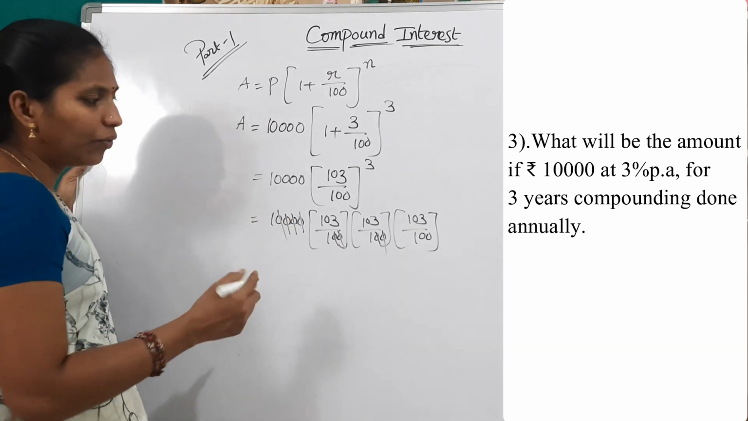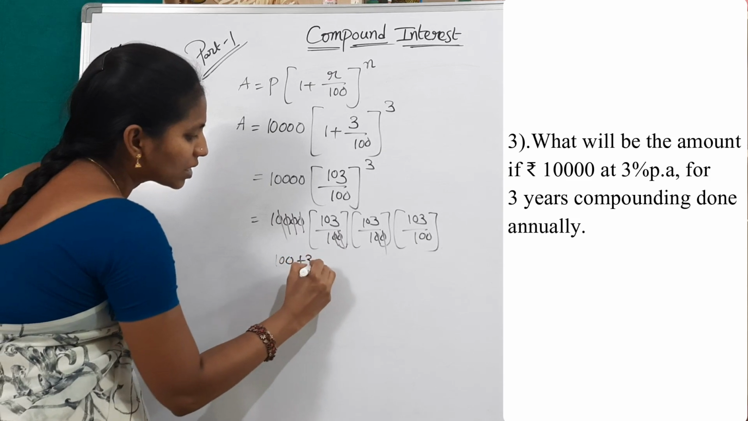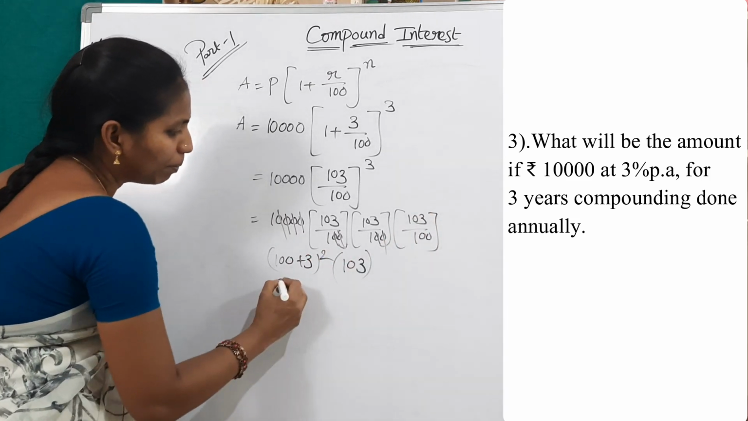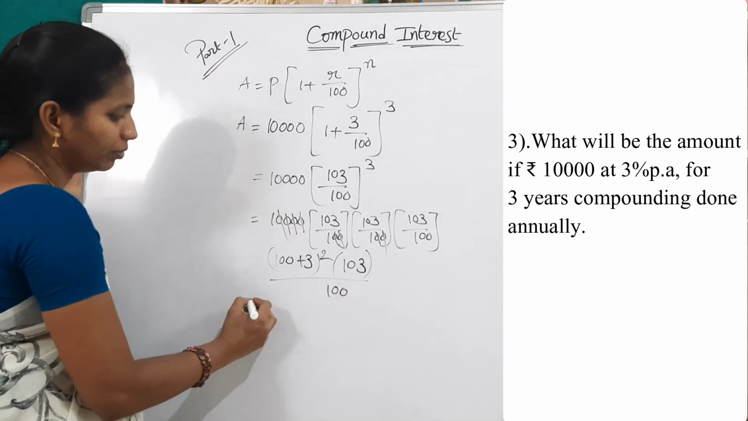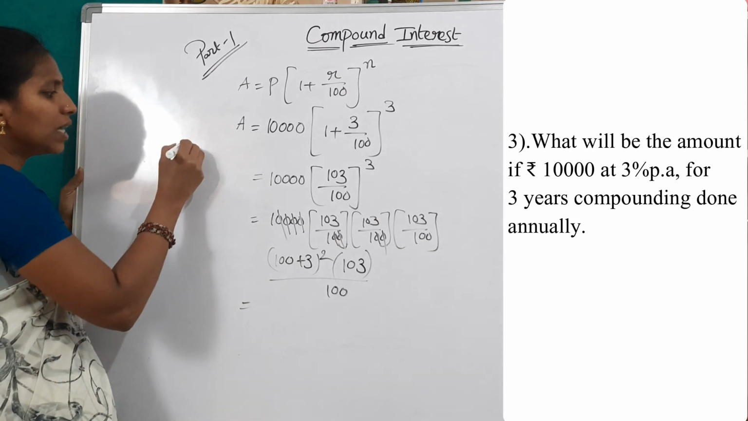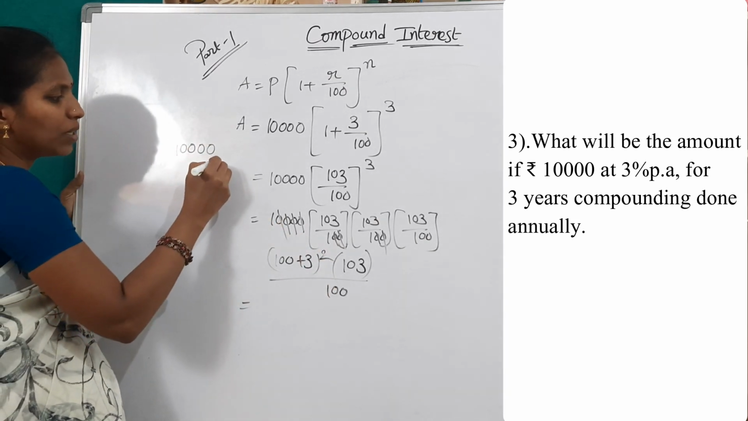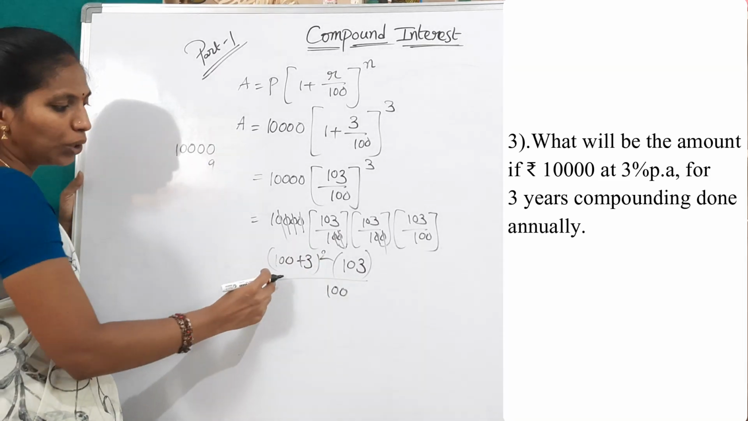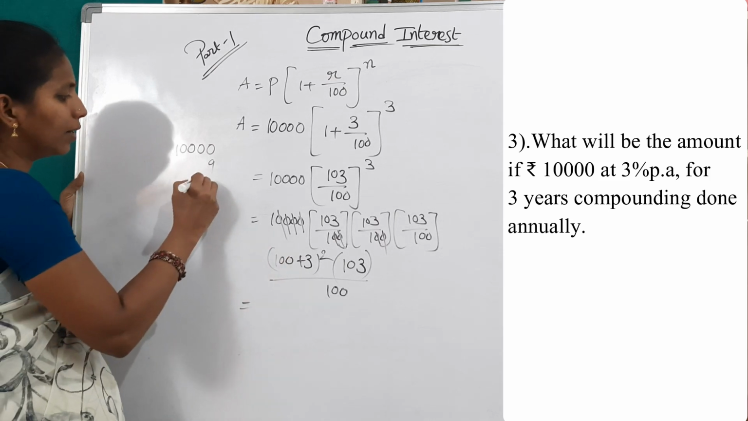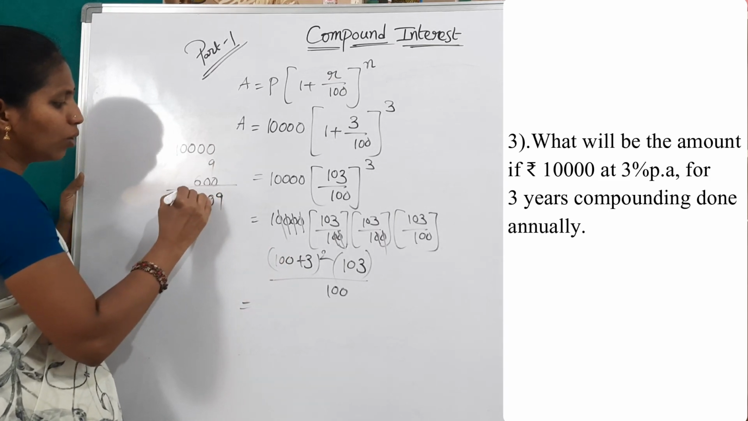Multiply directly. Otherwise, write this 103 square like (100 plus 3) whole square into, there is one more 103 by 100. Now (100 plus 3) whole square means what is the result? 100 square means 10,000, then 3 square, b square means 9, then 2ab, 2 into 100 is 200, into 3 is 600. Now add: 10,609.